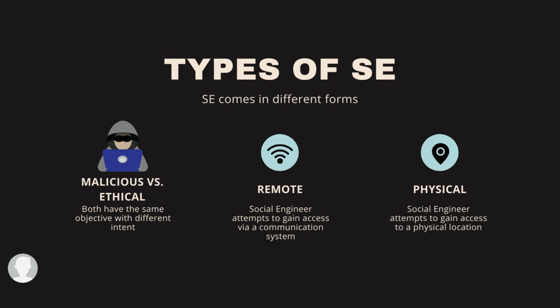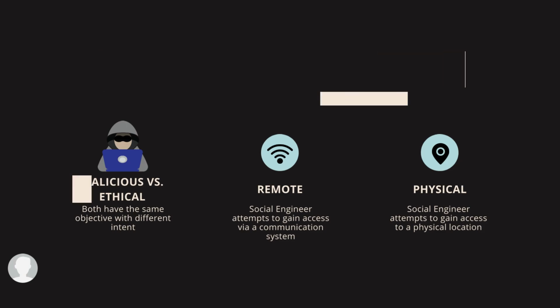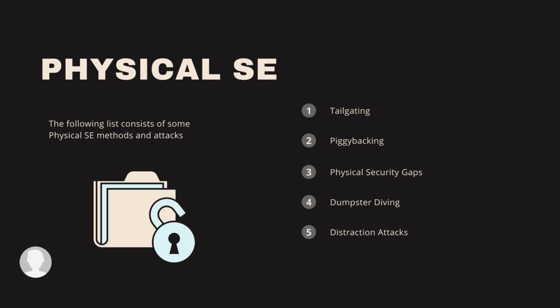So the two types of social engineering can be remote and physical, where remote is where a social engineer attempts to gain access via a communication system, and physical is where a social engineer attempts to gain access to a physical location. So I'm just going to expand on physical social engineering. The following list contains some of the methods and attacks that can be used to conduct the physical social engineering attack, like tailgating, piggybacking, physical security gaps, dumpster diving, and distraction attacks.